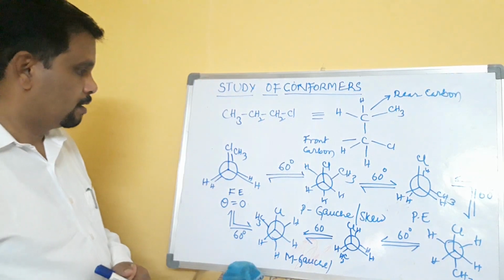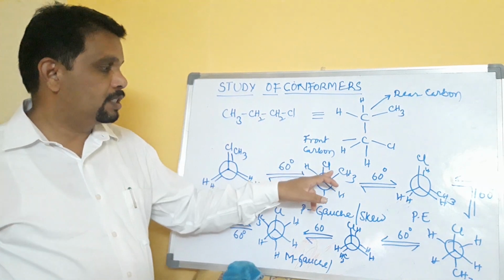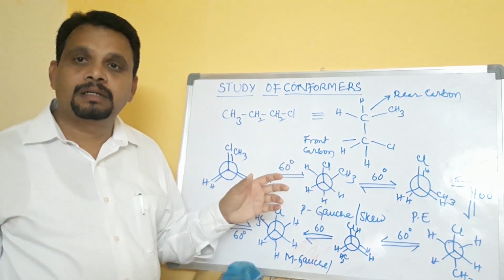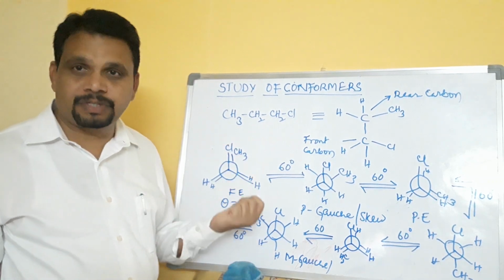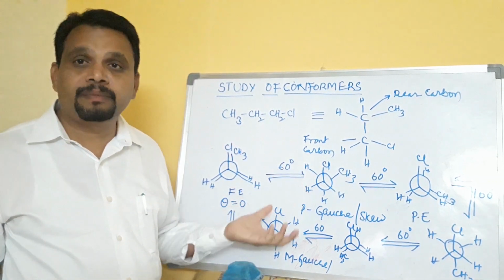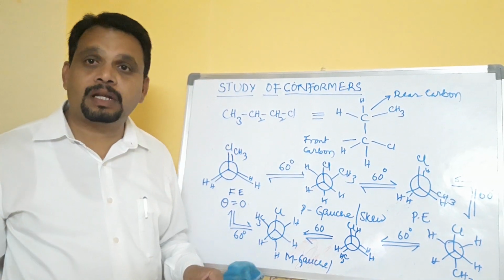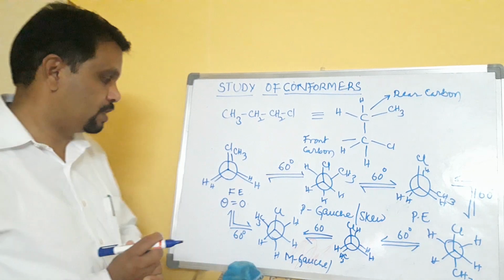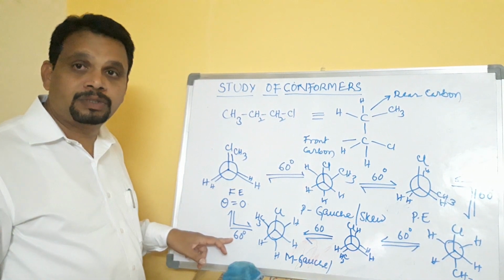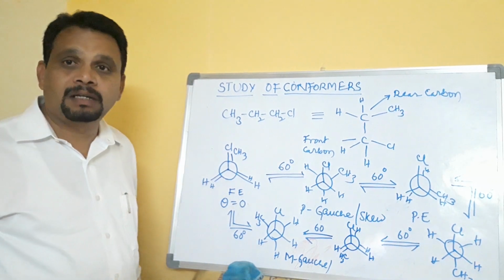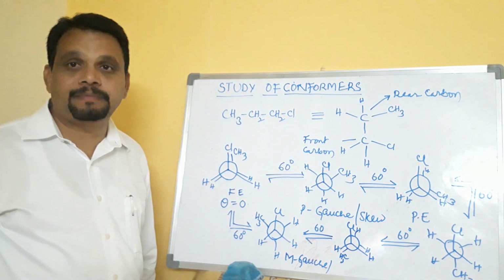Non-superimposable mirror images, right? So this can rotate the plane polarized light towards the right, this can rotate to the left side. So both get cancelled, so these two conformers are optically inactive conformers, right? So finally after 60 degrees, about 360 degrees, you will get the starting conformer which is fully eclipsed.